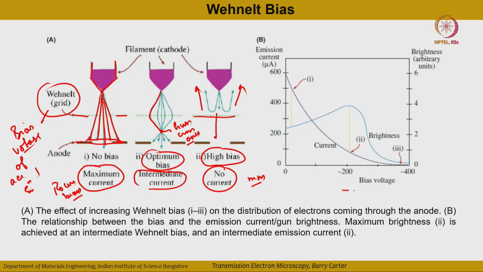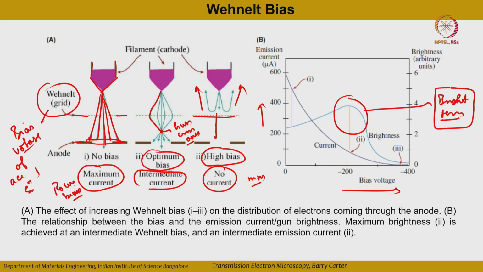Okay. So here you can see the variation of the bias voltage versus the emission current. And you can see that at a certain region of the bias voltage, you will get the maximum brightness. So your aim is to get not the maximum current or the minimum current, your aim should be the maximum brightness at a certain intermediate current, so that you will use this focused electron beam for the imaging purposes. Okay. So usually these electrons which are flowing from the filament are focused by using these biasing Wehnelt grids.